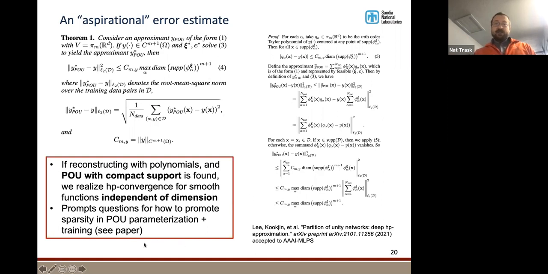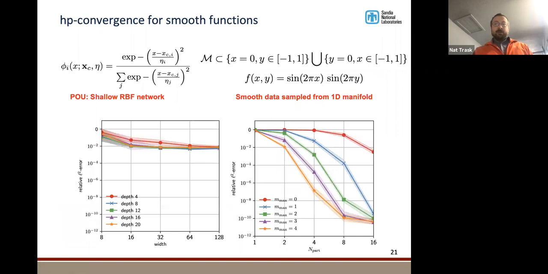So there's some details about how to actually train this, so as to encourage it so that you do get compactly supported partitions. The details for that are all in this paper. Just basically some regularizers and things like that, right?